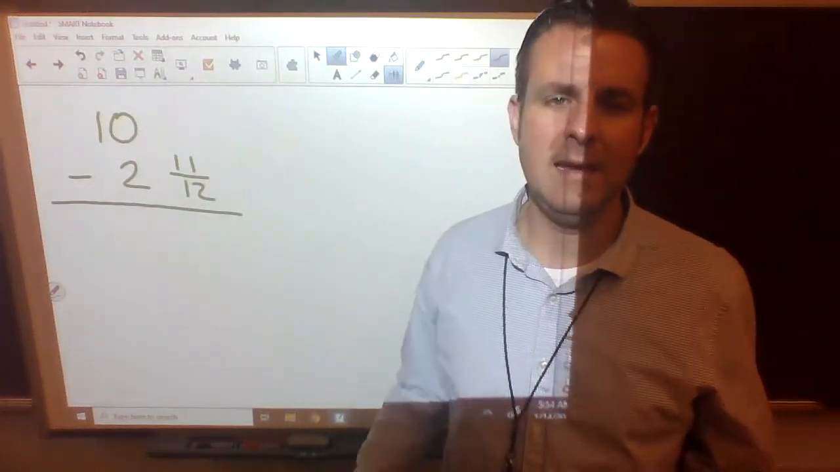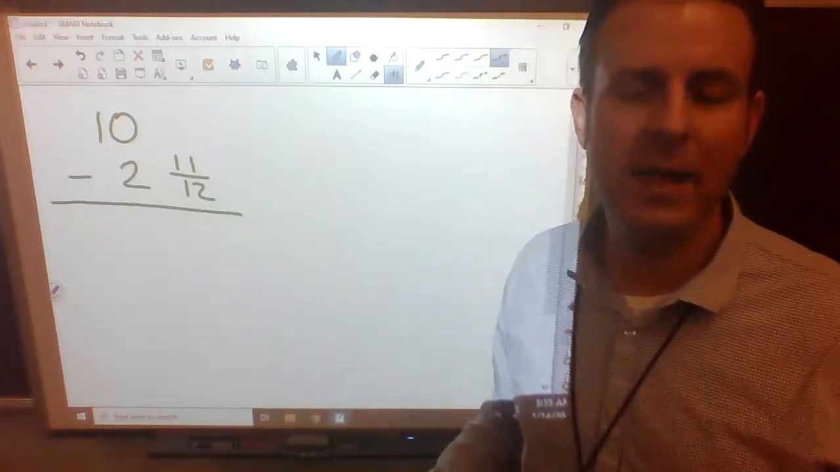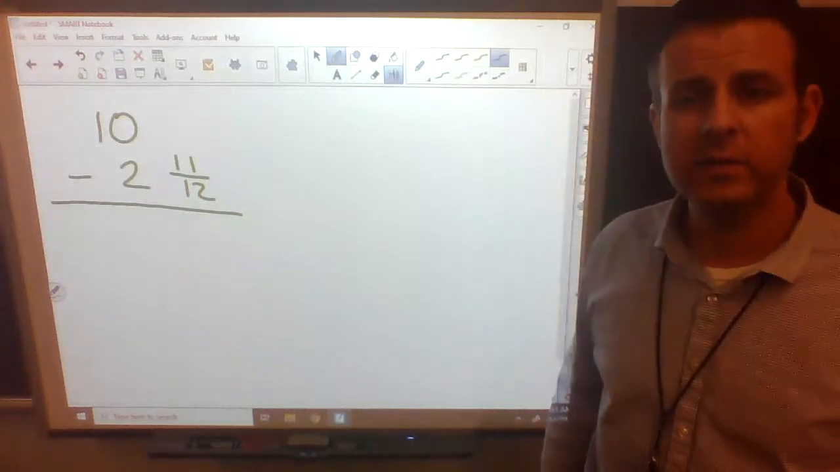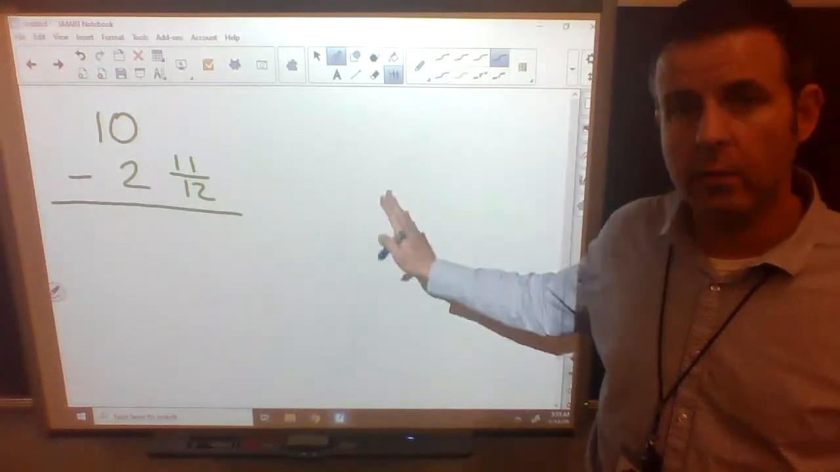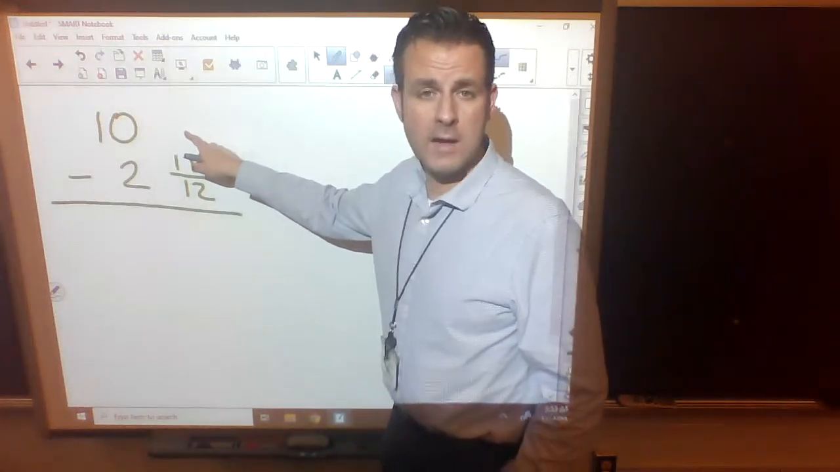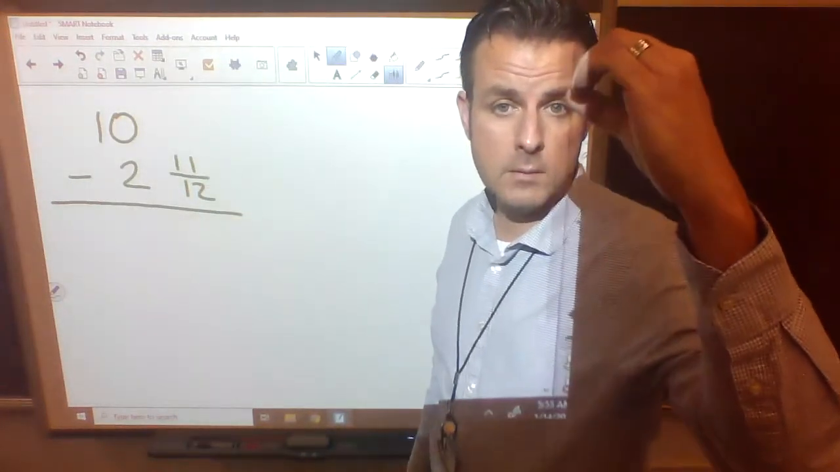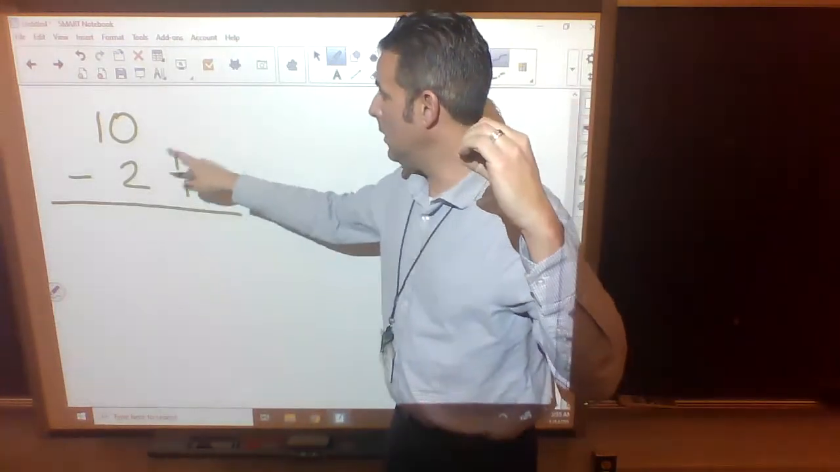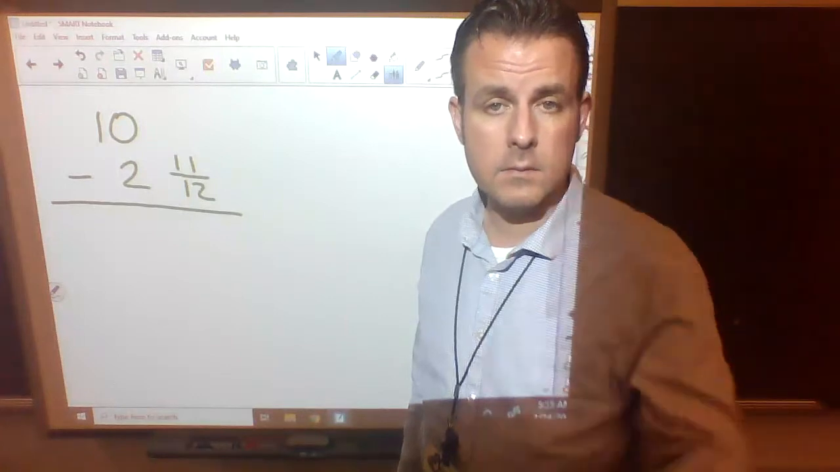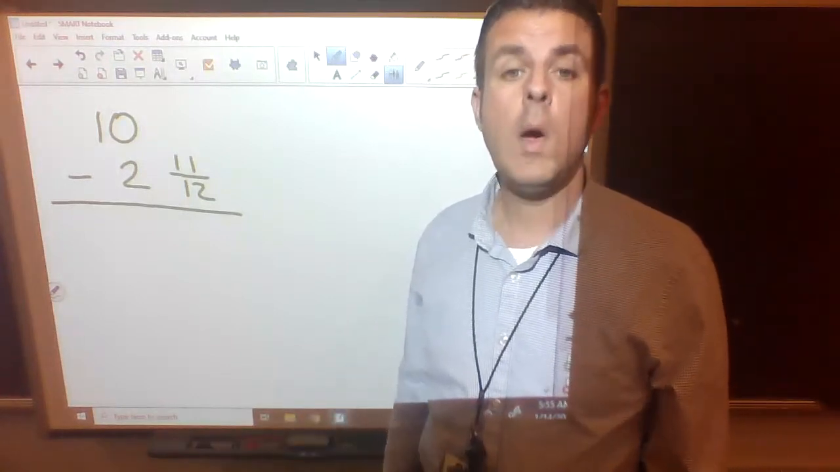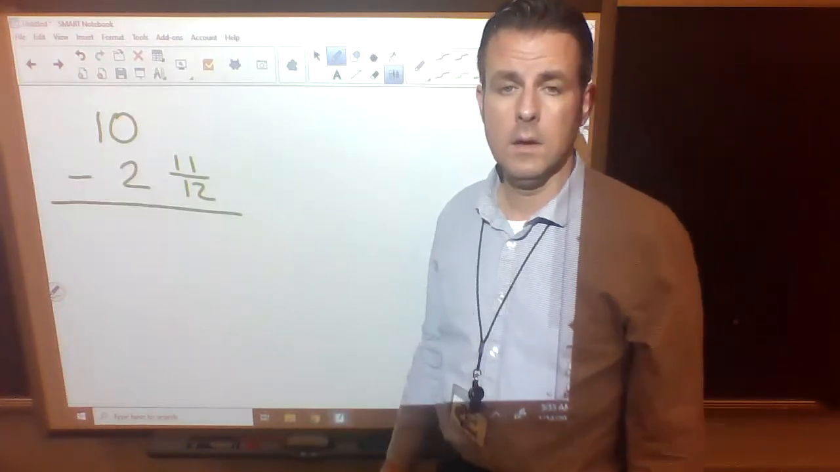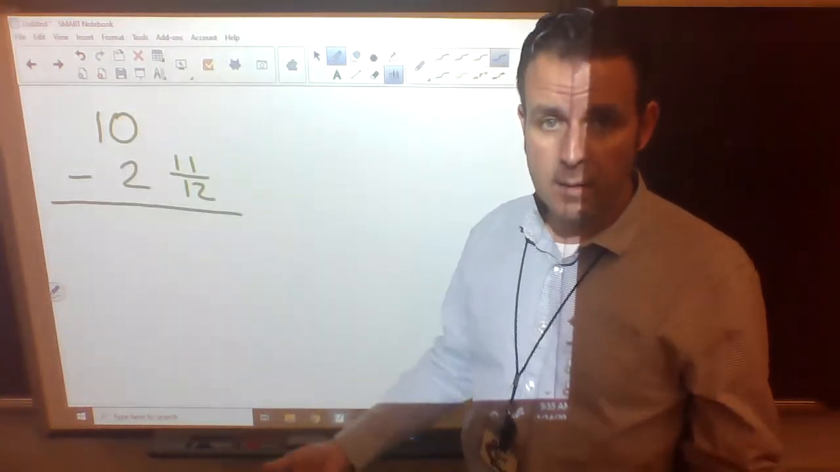We have 10 minus 2 11/12. Okay, here's why it's a little bit confusing to some of you all. We always start with the fractions. We don't have a fraction here. It's 0. 0 minus 11/12. Well, if you have 0, can you get rid of 11? No. You have to regroup. You need some pieces. You don't have any. So what do we do? We regroup.